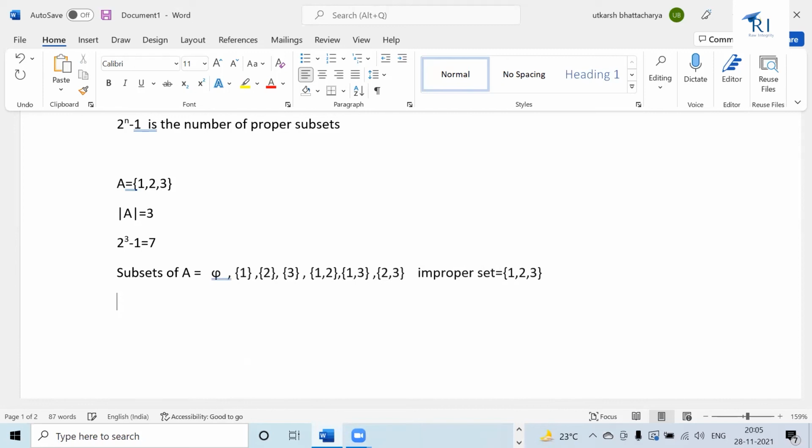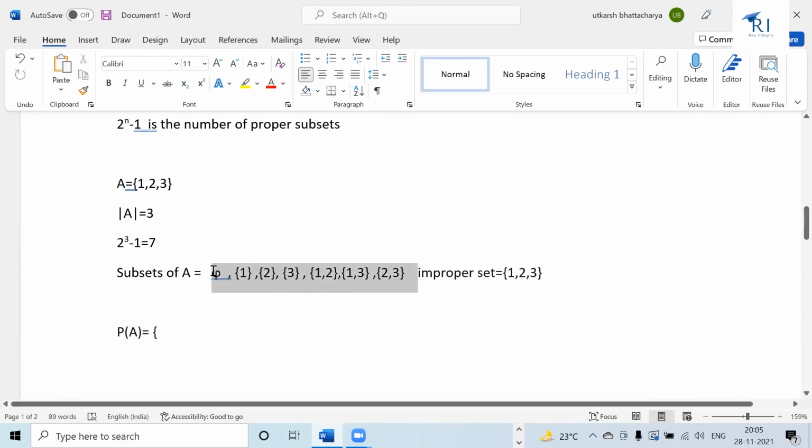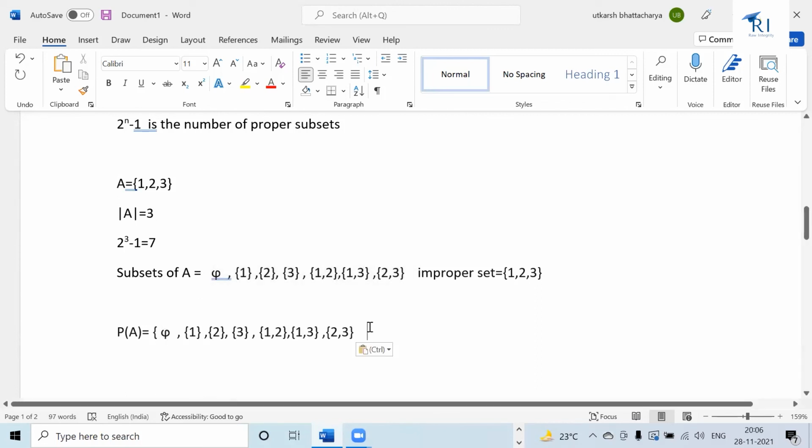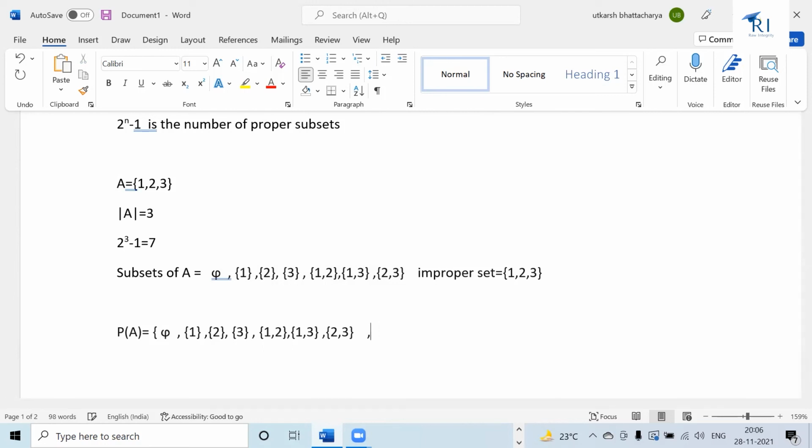Okay, now one thing I would like to add, that is P of A. What was the definition for P of something, Husna? I think it is the collection of all subsets, right? Yes, collection of all subsets. So the collection of all subsets, that is this, for everyone to understand. Even the set itself, the improper set, right? Yeah. Okay.